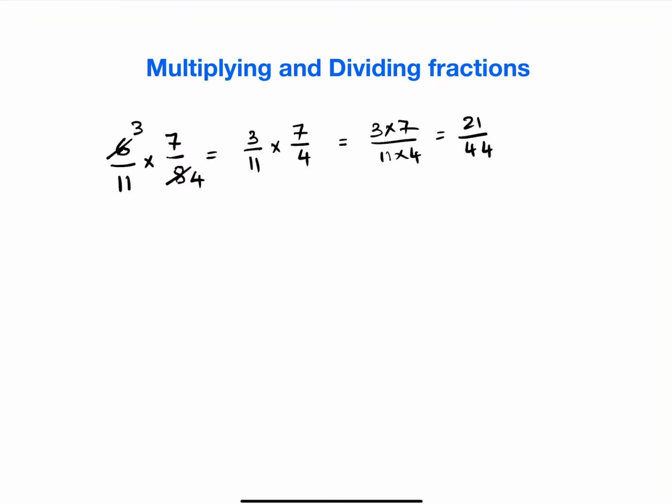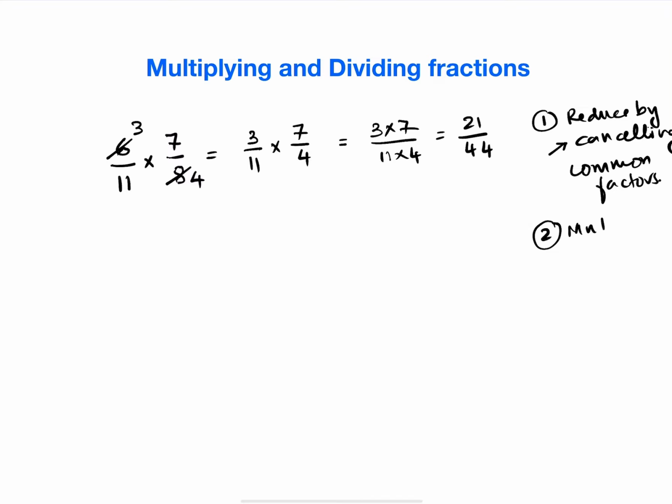So 2 steps here. Step 1 is to reduce by canceling common factors. How do you cancel these common factors? You take a look at any common factor that's in the numerator and cancel it out with the same common factor in the denominator. Now if you don't have common factors, then of course you cannot do anything. Then you go to step 2, which is multiply across. And that's exactly what we did.